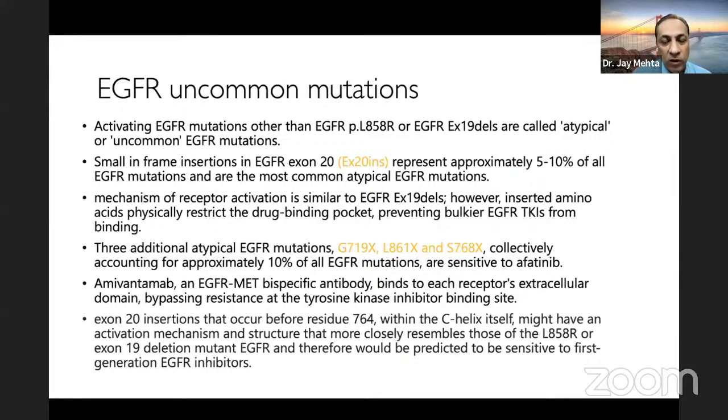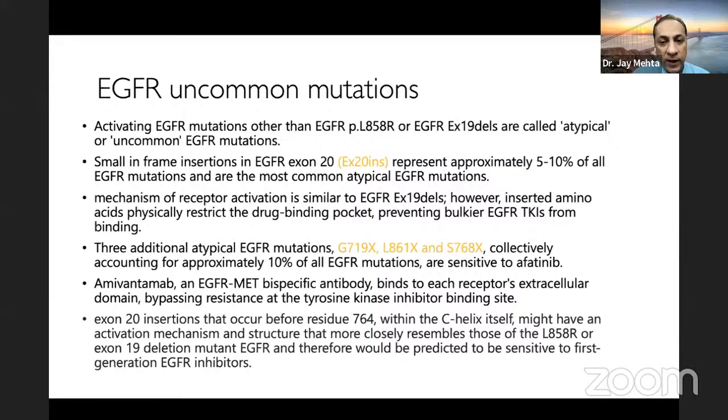How do these atypical mutations differ? They have a receptor activation mechanism which is rather similar to the exon 19 deletions, but they have extra amino acids which are physically restricting the drug binding pocket. Therefore, the bulkier EGFR TKIs do not bind correctly to these receptors. Another option to use for exon 20 insertion mutations is the EGFR-MET bispecific antibody, amivantamab. That's one of the options.